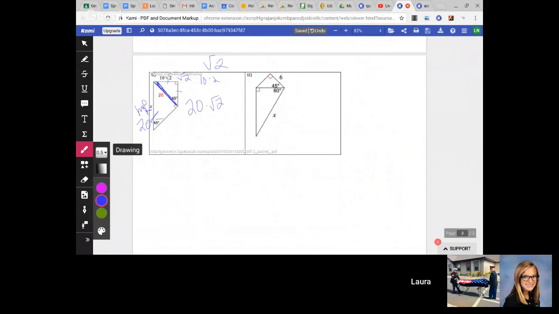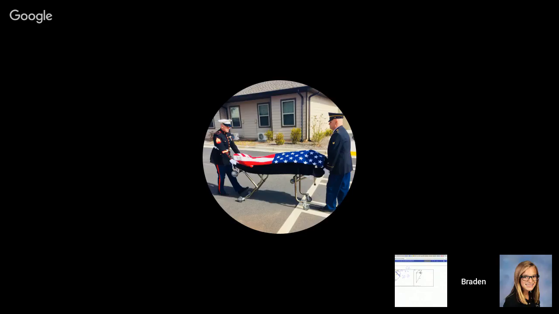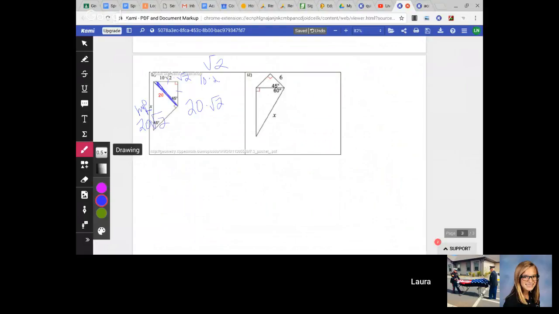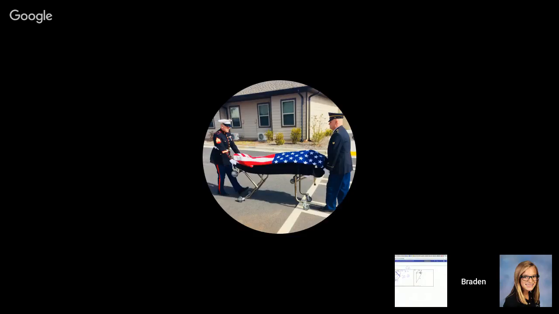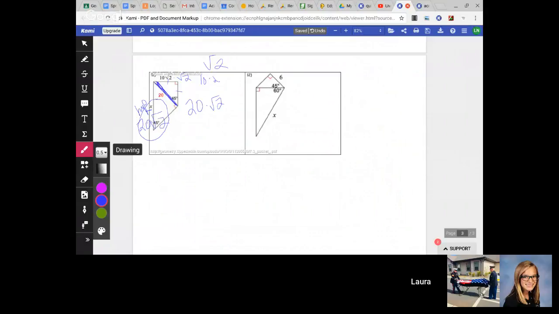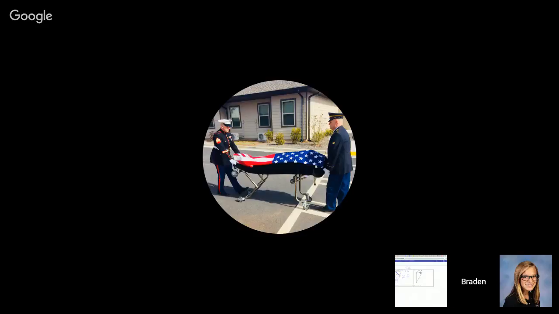Number 12 looks pretty hard to me. Just take it one triangle at a time, like all the others, and you're fine. The 6 is the only length that you know, so that's where you have to start. What kind of triangle is it? It's a 45, 45, 90. We're trying to find the hypotenuse of that triangle. Correct. So 6 times root 2 equals 6 root 2.